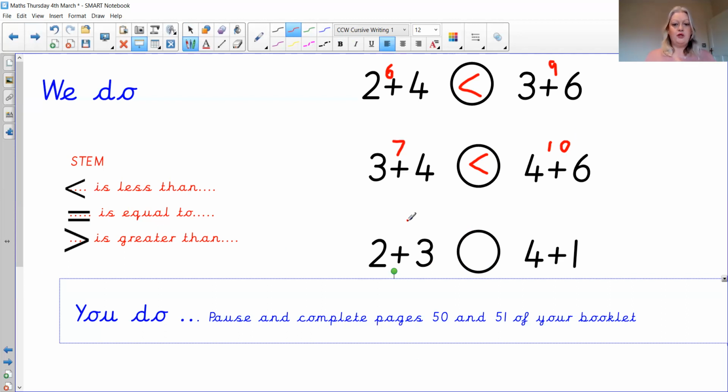Right, last one before you do some yourself. 2 add 3, I know, is a number bond to 5. And I also know that 4 and 1 is also a number bond to 5. So shout it out at me. My symbol is equals. That's right, they are equal. 5 is equal to 5. 5 is the same as 5. So now complete pages 50 and 51 of your booklet.